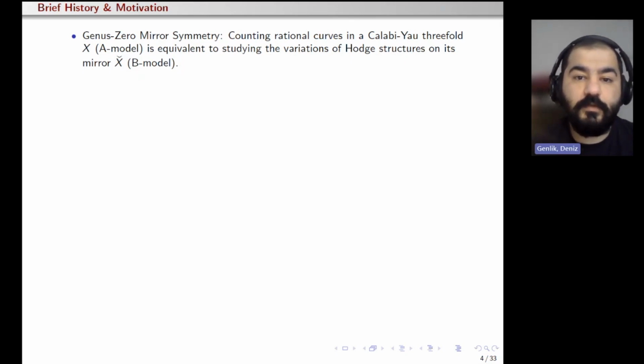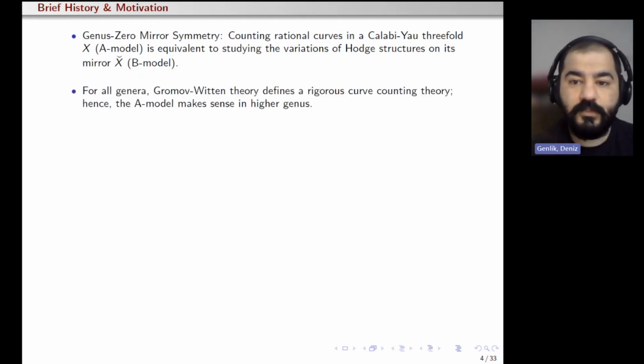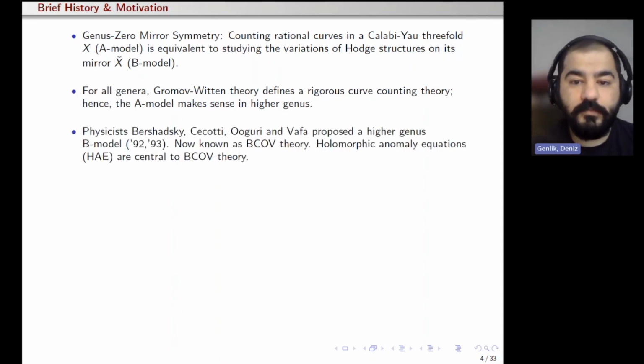Basically, genus zero mirror symmetry says that counting rational curves on a Calabi-Yau threefold is equivalent to studying the variation of Hodge structures on another Calabi-Yau threefold. The curve counting side is called the A model, and the Hodge structure part is called the B model. Rational curves are genus zero, but Gromov-Witten theory can be defined for every genus, as we talked about a couple of minutes back. But the B side is more mysterious.